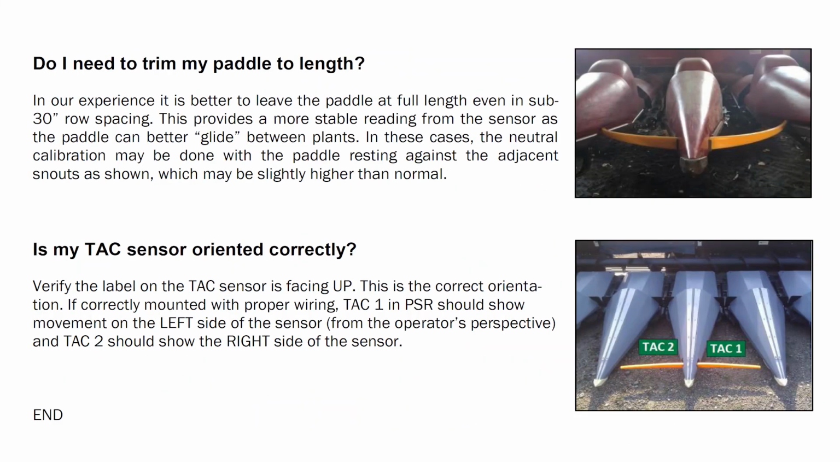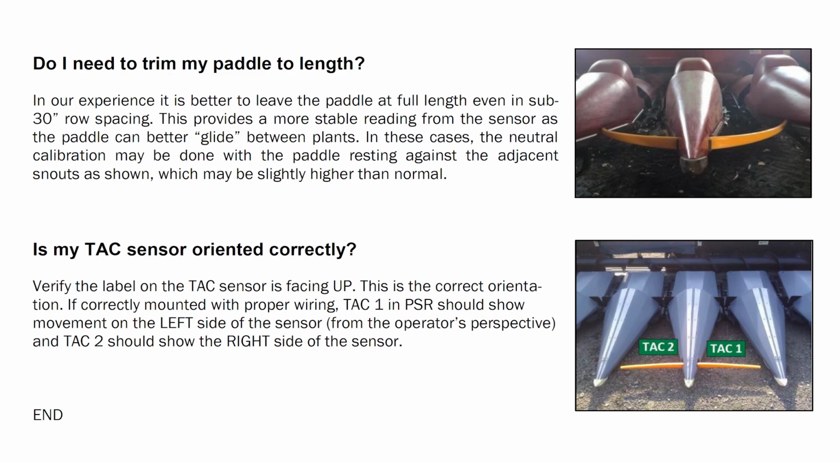Another common question is when we're in narrower row spacing than 30-inch, the TAC paddle is actually closer to the neighboring snout than the full length of the sensor and can actually hang out right on the adjacent sensor. Some installers will trim the TAC paddle off.